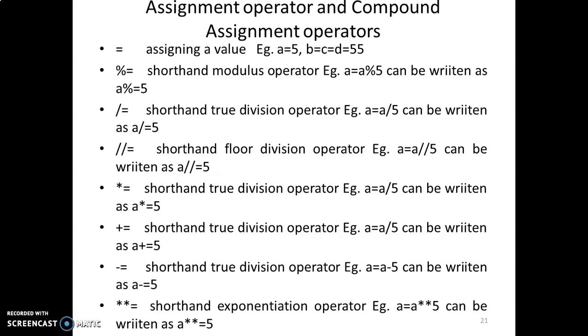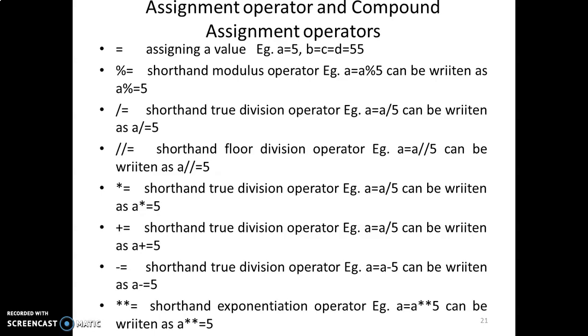There is another category of operators known as compound assignment operators or shorthand assignment operators. It is a shorter way of writing assignment statements. So basically there are seven shorthand or compound assignment operators: percentage equal to, slash equal to, double slash equal to, star equal to, plus equal to, minus equal to, double star equal to. So percentage equal to is the shorthand modulus operator.